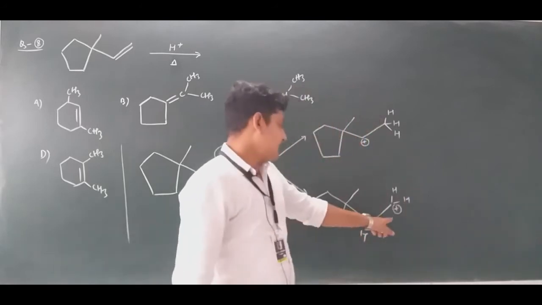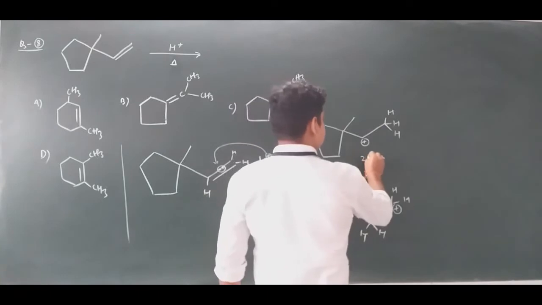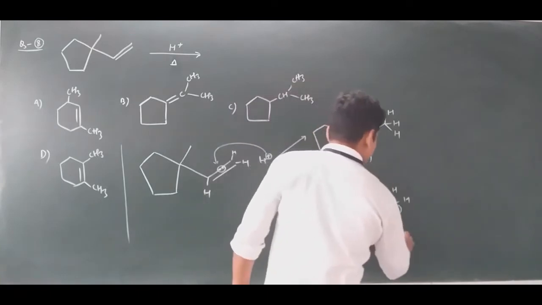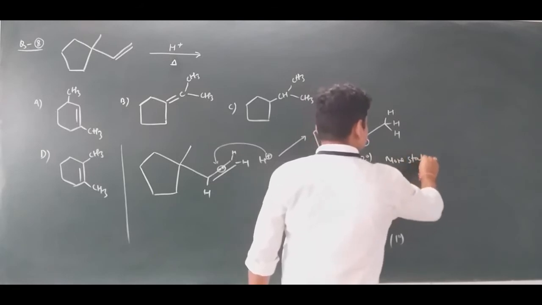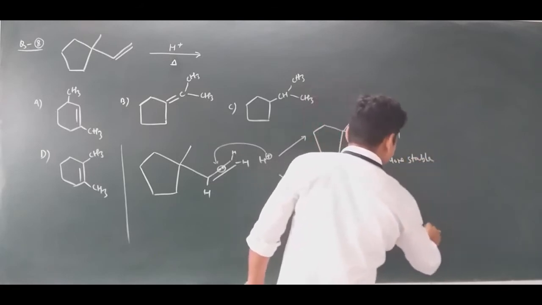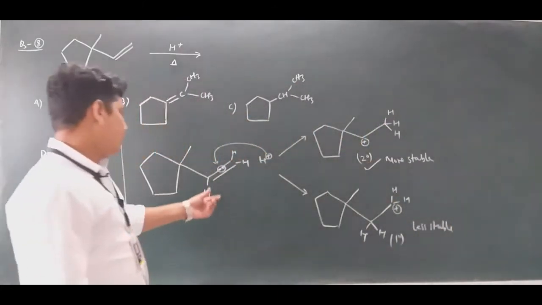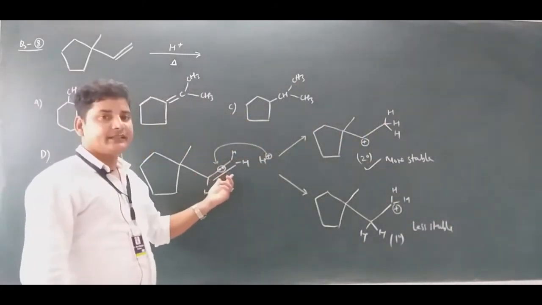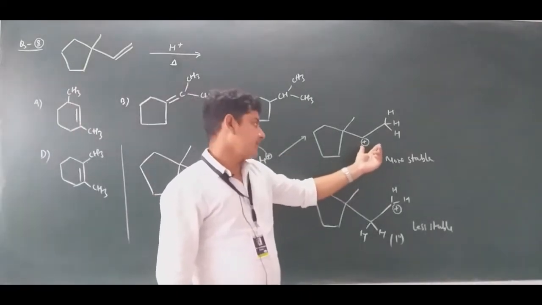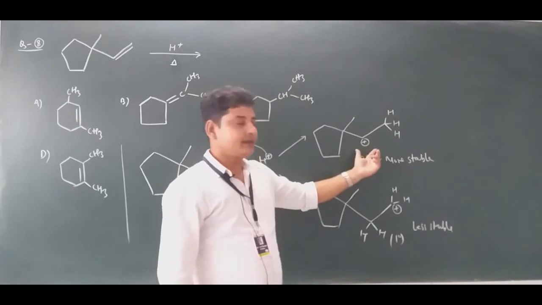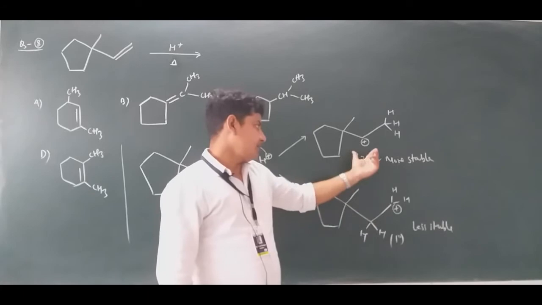So this is a less stable 1 degree carbocation, and this is a more stable 2 degree carbocation. So when H plus attacks here, a 2 degree carbocation will be formed. This is taken into consideration as it is more stable, and the other is less stable. So we will consider this.